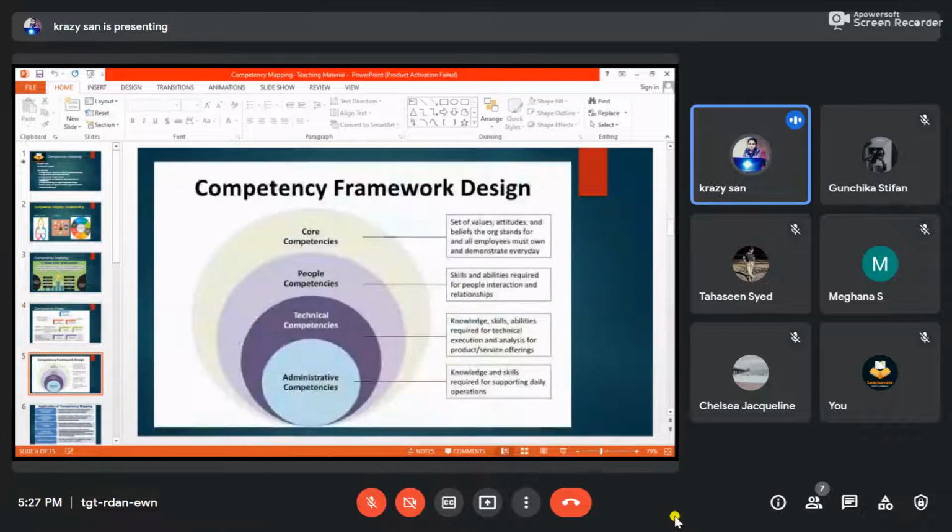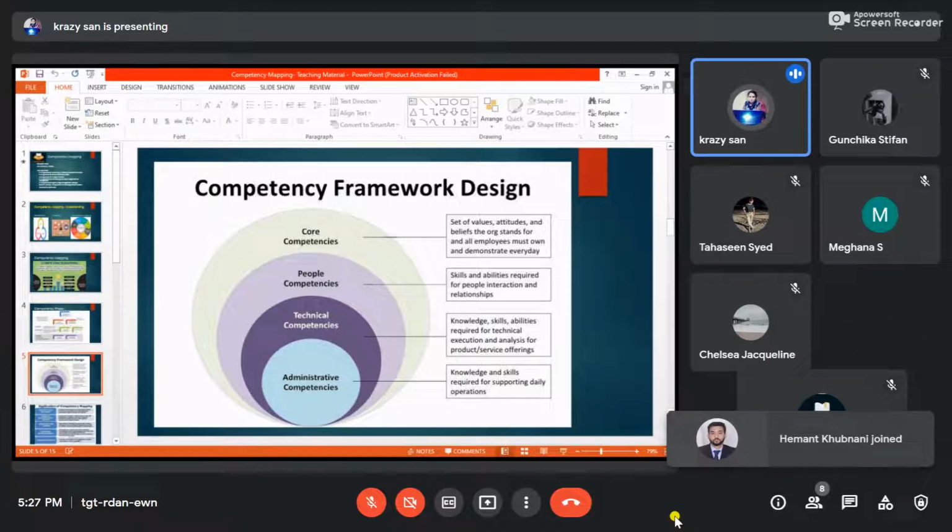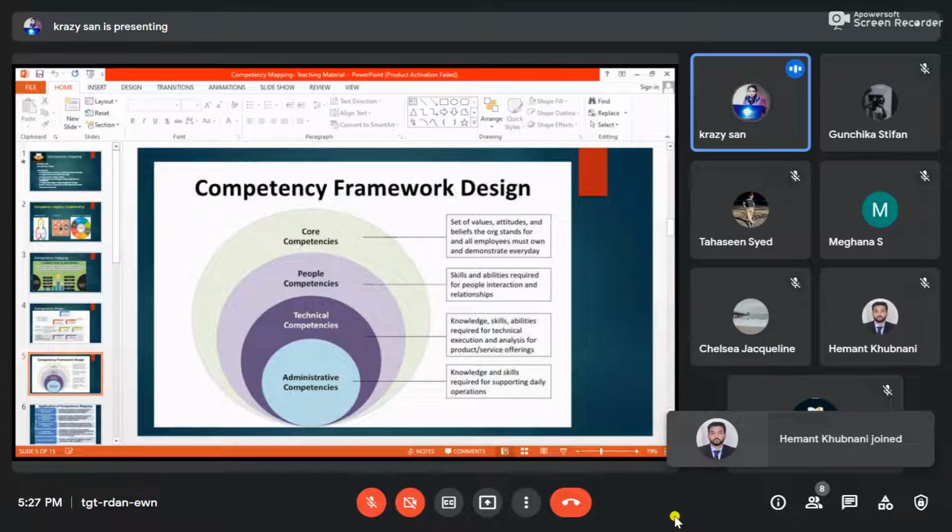Okay, let's go to the next slide. So, how is the competency framework designed? It is always designed in four ways. One is core competency. Over here it can be a set of values, attitudes, and beliefs that the organization stands for and that all employees demonstrate every day.